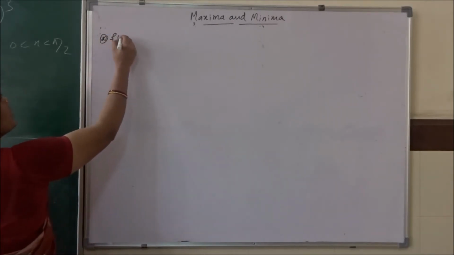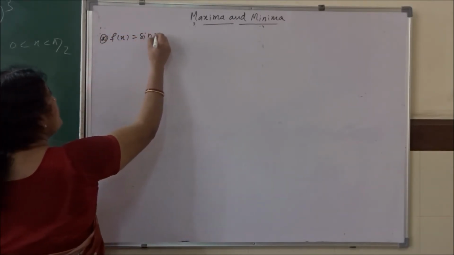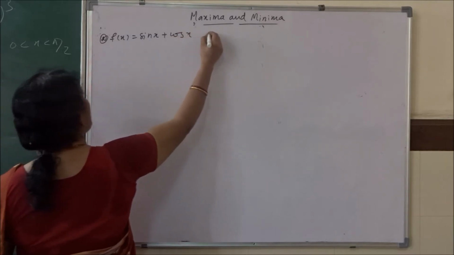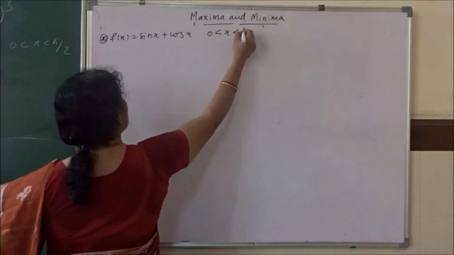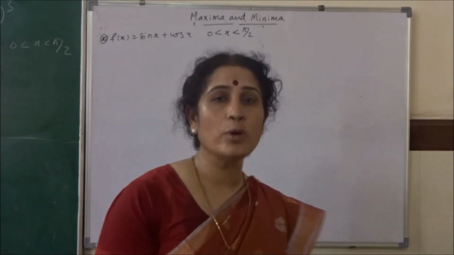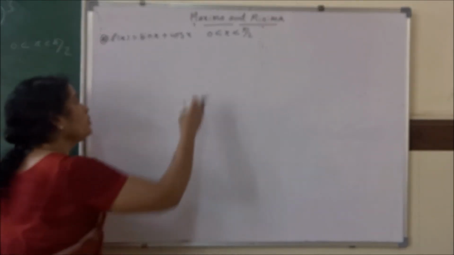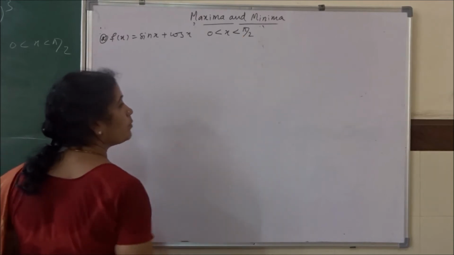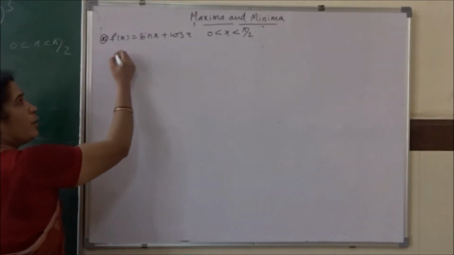Now let us take another example. Example number 2, I am taking f of x equal to sin x plus cos x. The value of x lies between maybe 0 to 2 pi. If it is 0 to 2 pi, what we have to do, that I will explain to you. Now here as per the question, 0 to pi by 2, I am taking the example. Now what is the procedure?